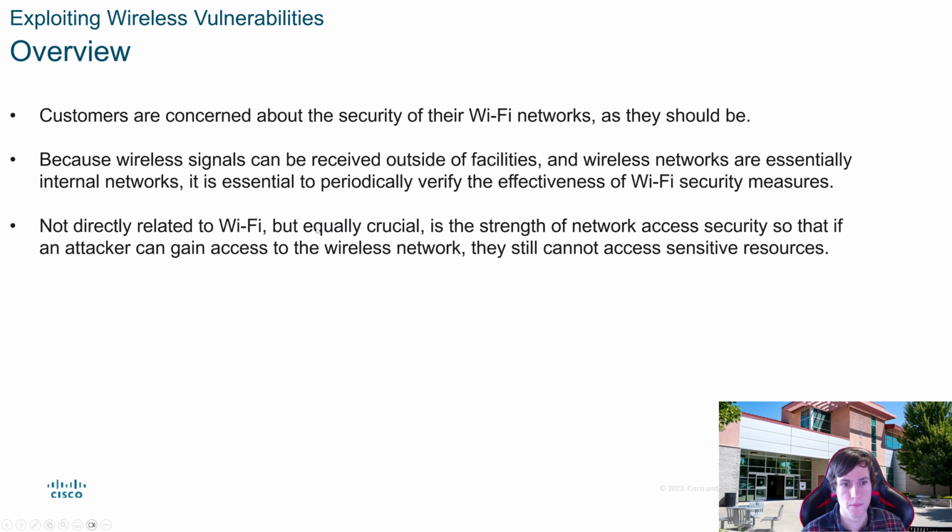Not directly related to Wi-Fi, but equally crucial is strengthened network access security, so that even if an attacker can gain access to the wireless network, they still cannot gain access to sensitive resources. So this is saying, again, we need to have access control in terms of what people can reach on a Wi-Fi network. Your internal network can have internet access, but maybe have an even deeper internal network that might be LAN rather than wireless, that can't be accessed unless you're physically in the building and plugged in somewhere, right? So even if they get into your outer Wi-Fi network, they can't get into your inner sensitive resource network.